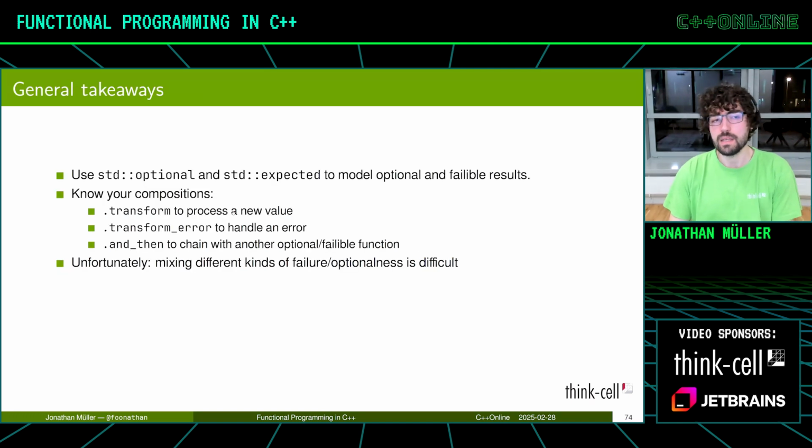So the takeaway here is you can use std::optional and std::expected to model optional and fallible results. If you do that, you have them as values, and then you can compose them really nicely. You can use transform to process new values. You can use transform error to handle errors, and then you can use and then to chain them with another function. And this is a nice thing because at a glance you can see which are the operations that can fail, the ones with and then, and which are the ones that can't, the ones with transform. And this is a bit awkward in C++, because you can't really mix different kinds of failure. You can't mix a function that returns an expected with a function that returns an optional. You sort of need to decide on one thing.